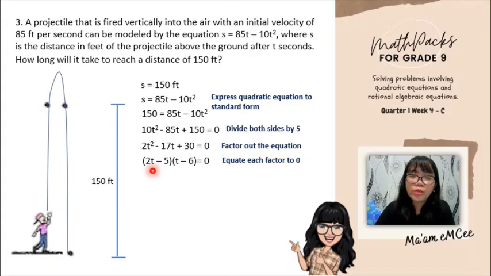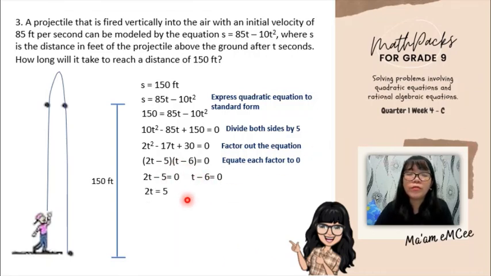So 2t minus 5 will be equal to 0, and then t minus 6 will be equal to 0. Then we need to solve for the value of t. We transpose negative 5 to the other side, so we will have 2t is equal to positive 5. But this is not yet our final answer because we still have 2 attached to our t. So we need to divide both sides of the equation by 2.